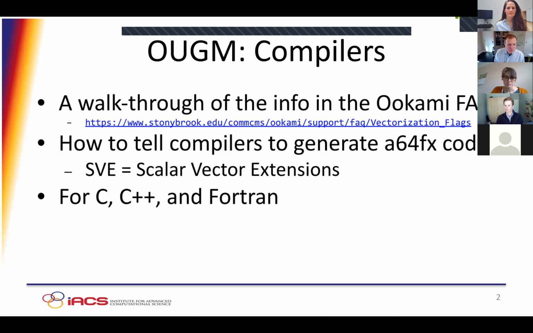So I think Ava mentioned the meat of the processor speed comes from vectorized operations, and the vector extensions on the A64FX are called SVE, for scalar vector extension. And I should point out, I'm talking about C, C++, and Fortran, i.e. the usual suspects in high performance computing. So I'm not talking about Python or Rust or anything like that.